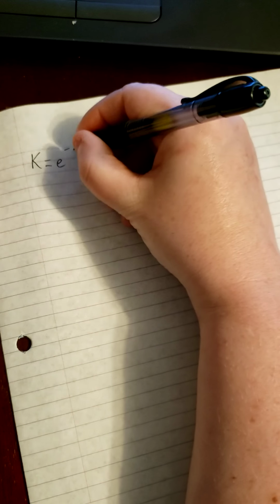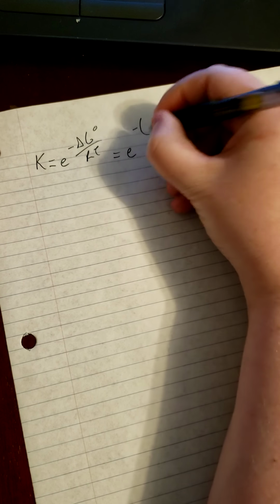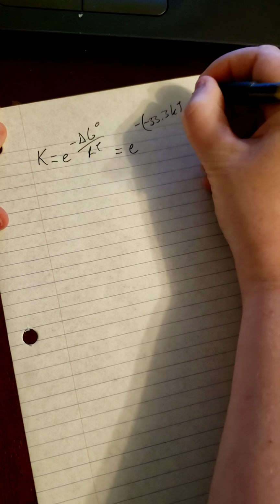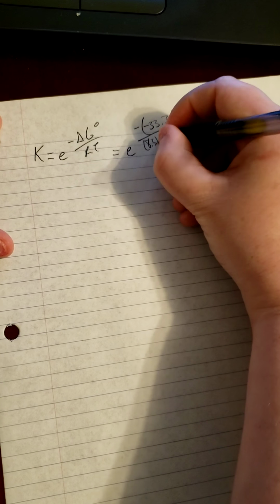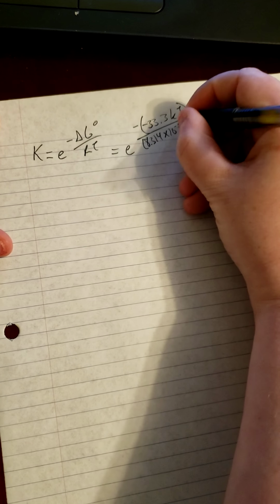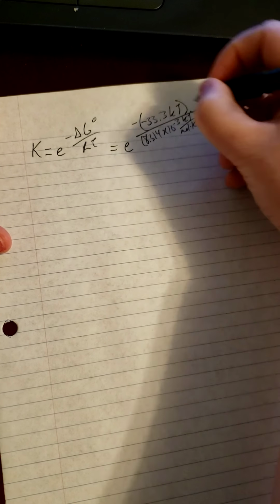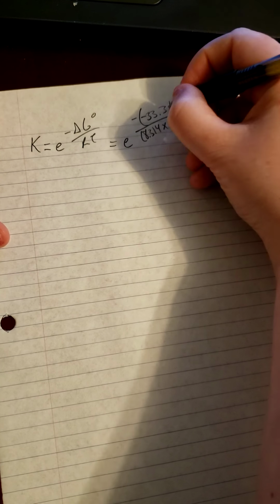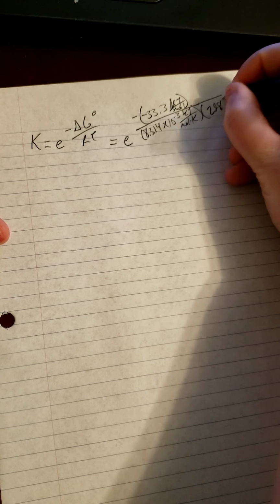All right, so K is equal to e to the negative delta G naught over RT. e to the negative, delta G is negative 33.3 kilojoules divided by R, 8.314, again, times 10 to the negative 3. Why? Because we need to convert that into kilojoules, because that was per mole too, you've got to cancel out your kilojoules. Divide by 298.